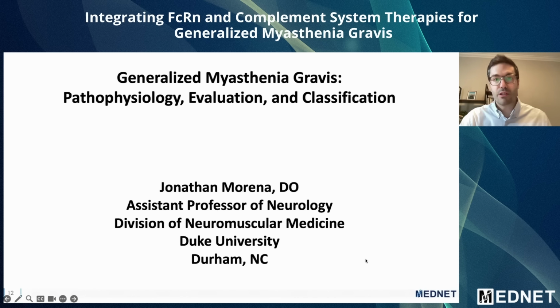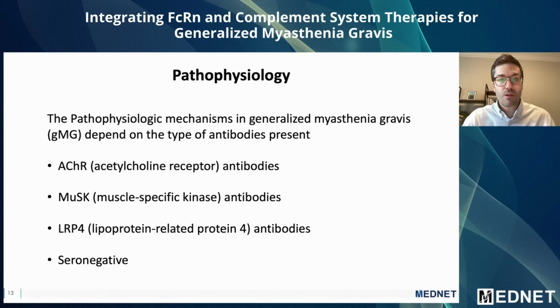All right, so now I'm going to get into the first talk. So I'm going to be discussing first the pathophysiology. And the pathophysiology really depends on the type of antibodies present. So I'll be reviewing the pathophysiology related to AChR antibodies, MuSK antibodies, a relatively newer antibody called LRP4, and then also seronegative myasthenia gravis patients.